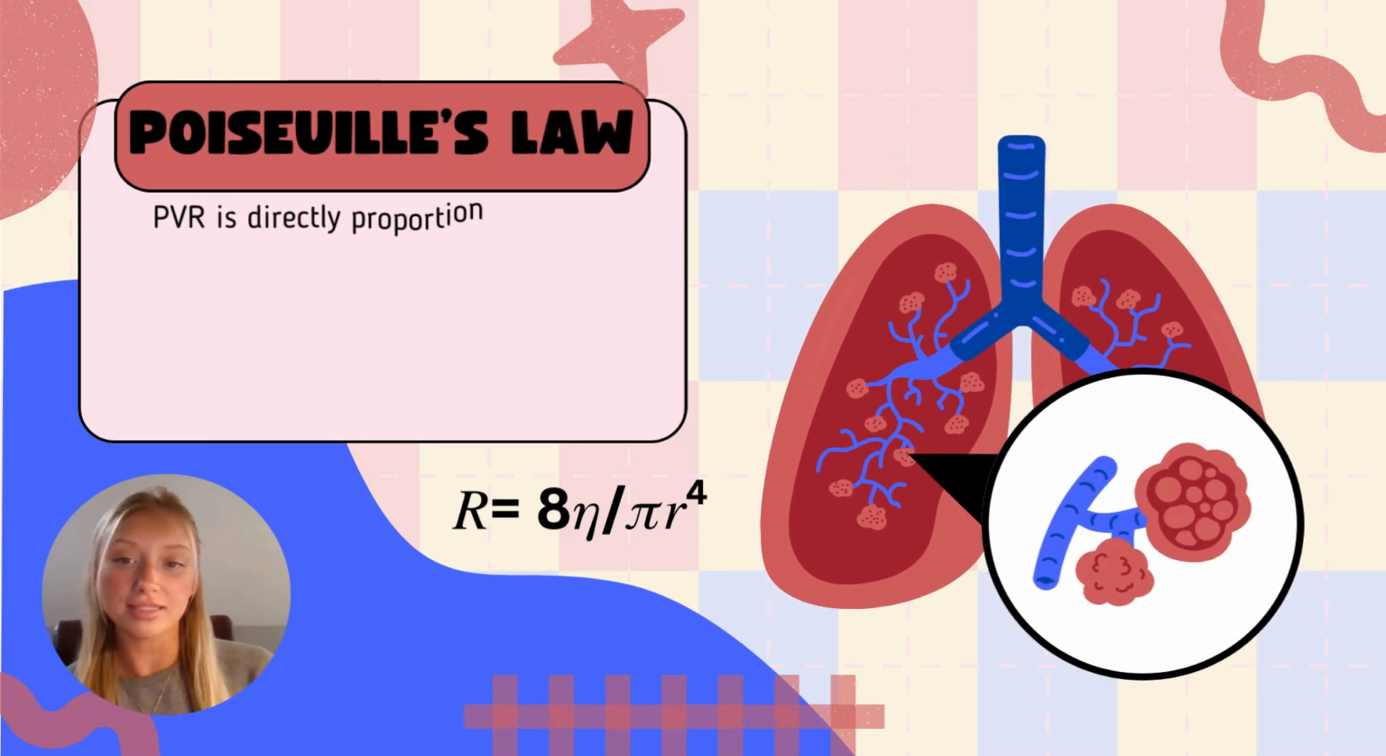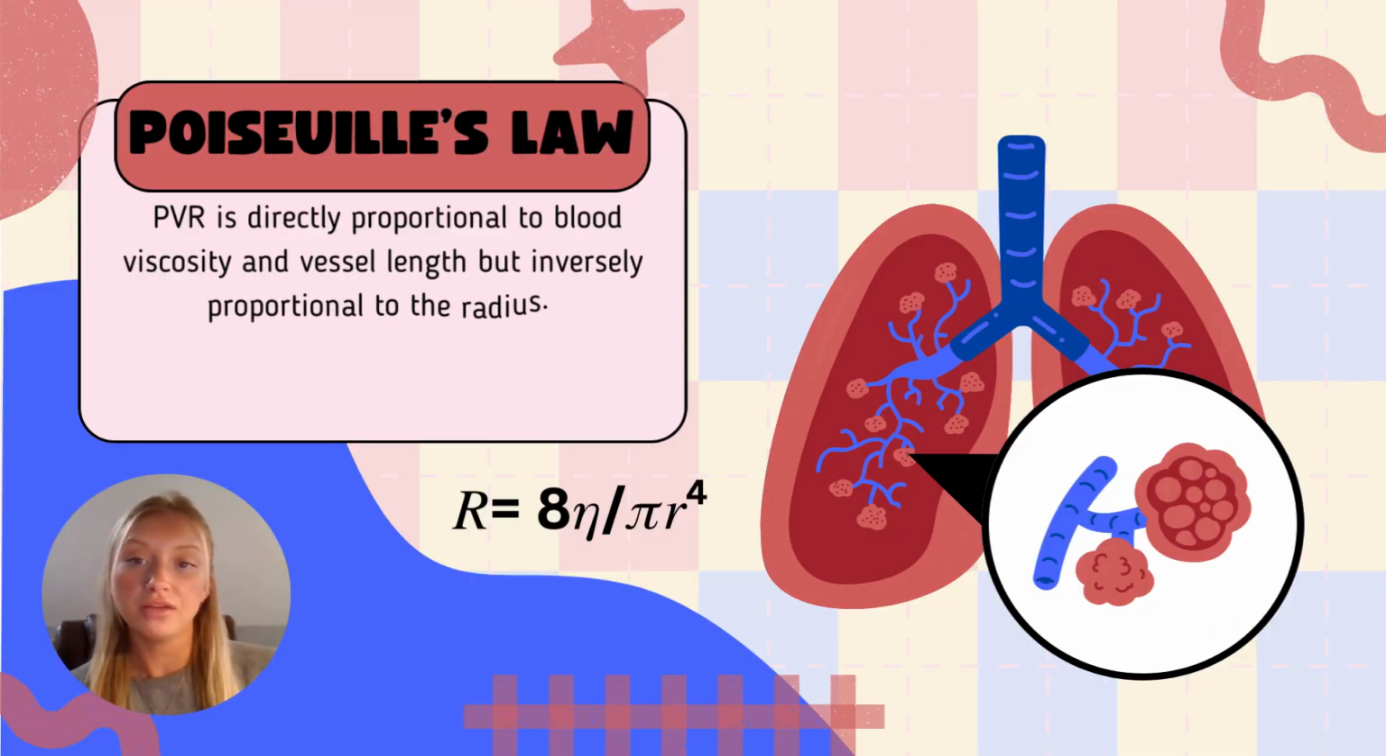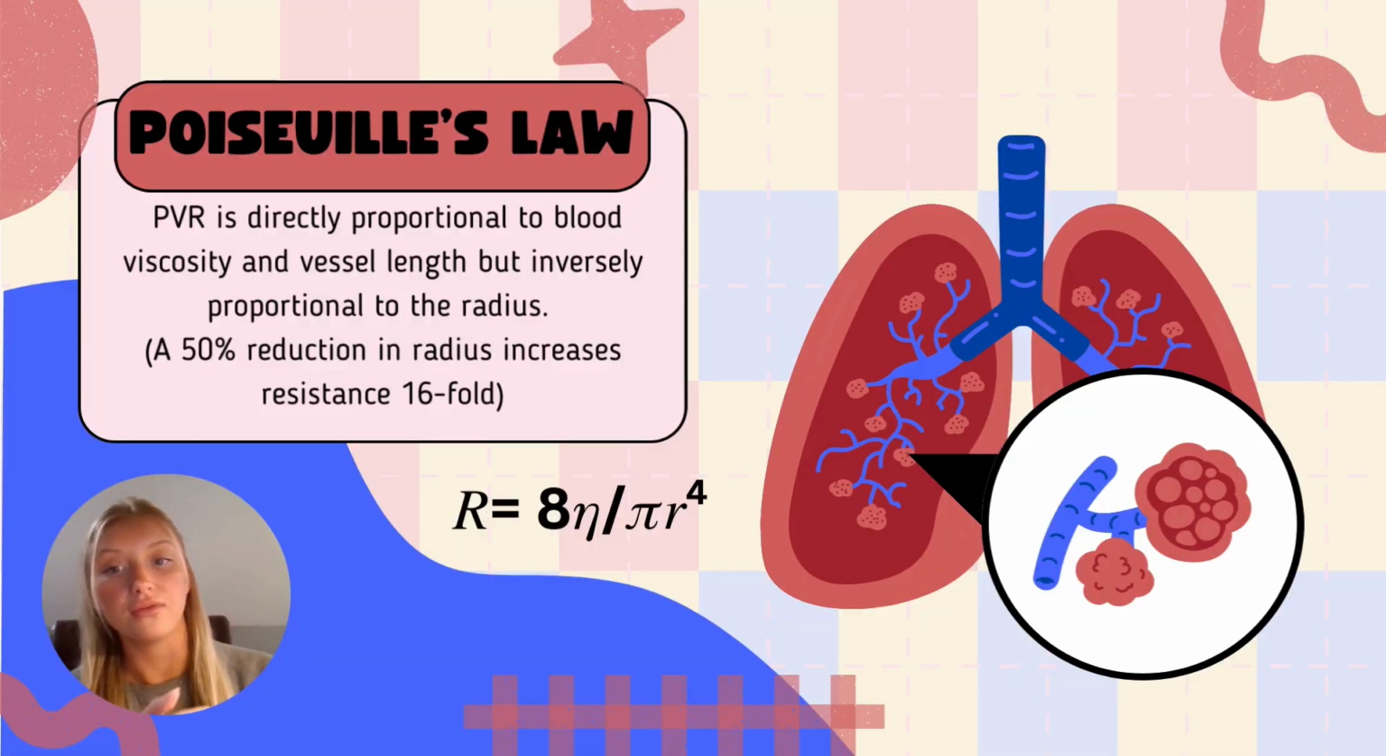So, in talking about pulmonary vascular resistance, it's also important to include Poiseuille's law. This law states that pulmonary vascular resistance is directly proportional to blood viscosity and vessel length, but is inversely proportional to the radius. To put this in simple terms, it just means that if you have a vessel that is smaller in size, blood viscosity is going to be much higher, causing more resistance to flow. This also implies, on the other hand, that if you have a vessel that is much larger, blood viscosity is going to be lower, causing little to no resistance in flow. And a 50% reduction in radius increases resistance by 16.